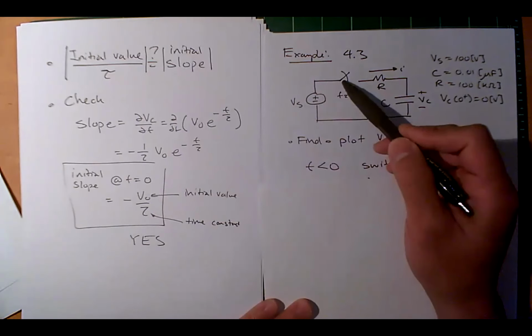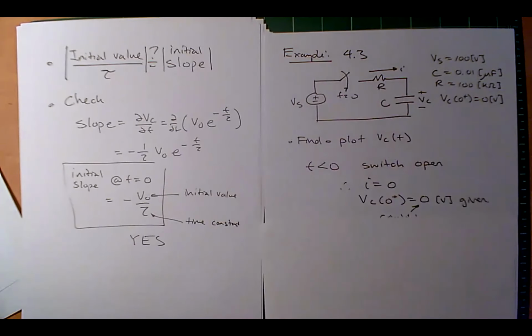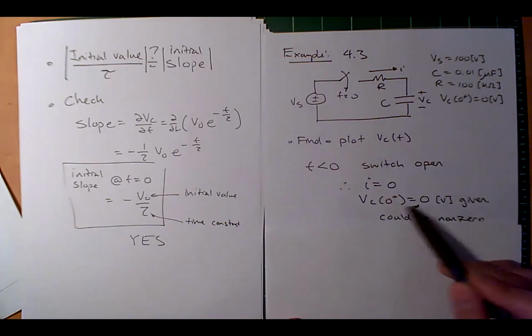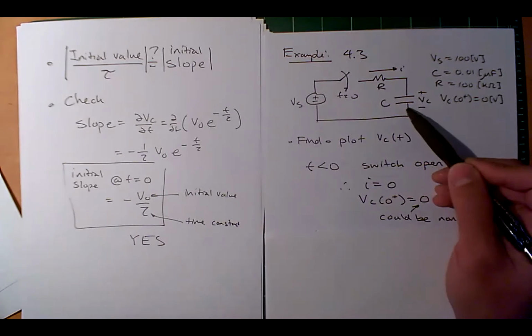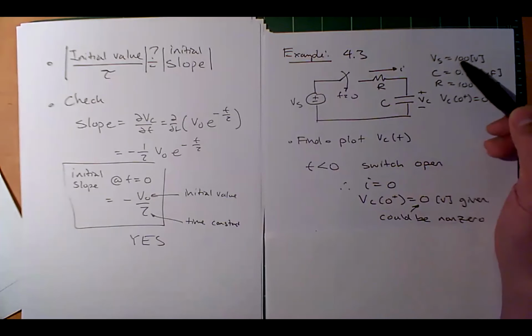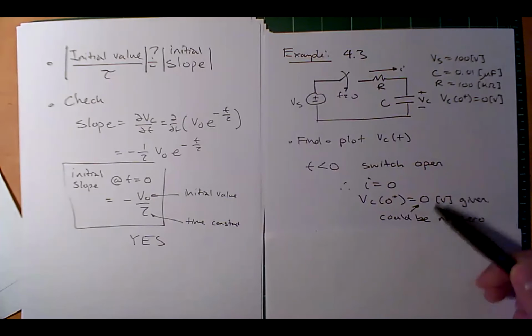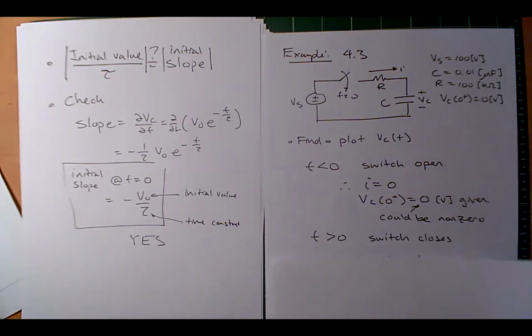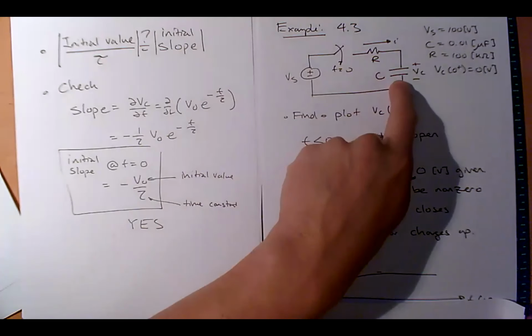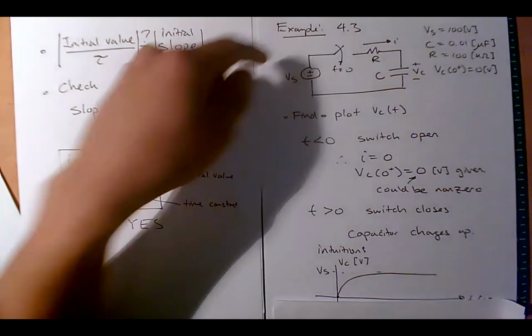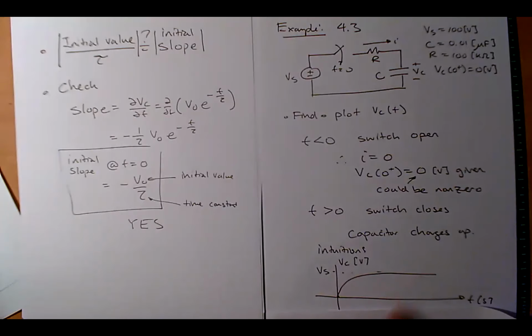At t less than 0, the switch is open, and then we close it. It's given that the voltage is initially 0. It could be a non-zero value, like 3 volts, 10 volts, or 110 volts. It could be bigger, but right now we're just saying it's 0 to make it easy for us. So it closes and I want to figure out what our intuitive plot is. What's going to happen? This is probably going to charge up, and so it's going to charge up like so.